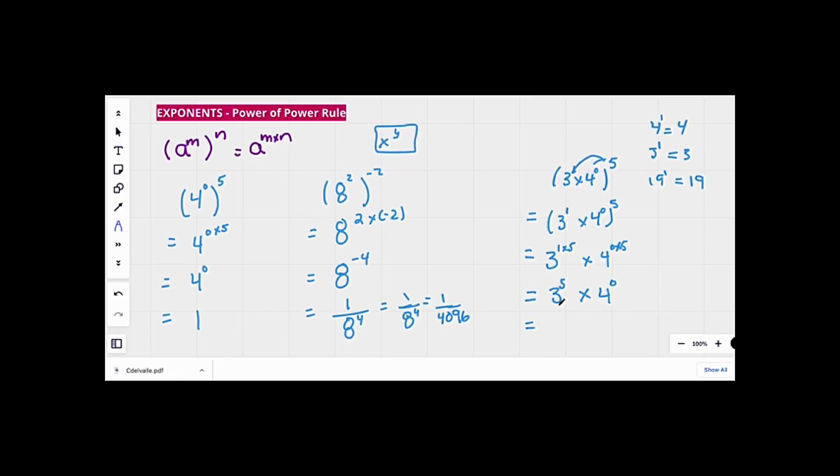Okay, so what is 3 to the power of 5? 3 to the power of 5 is 243. And what did we say 4 to the power of 0 was? Any number to the power of 0 equals 1. So 243 times 1 is 243.